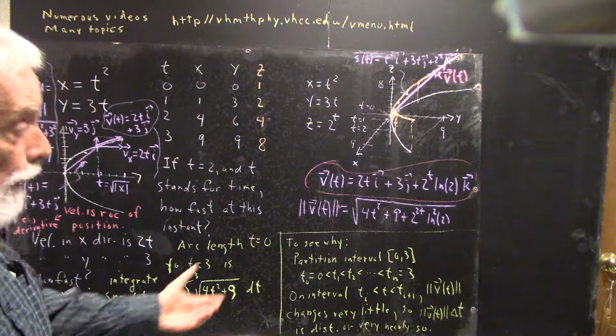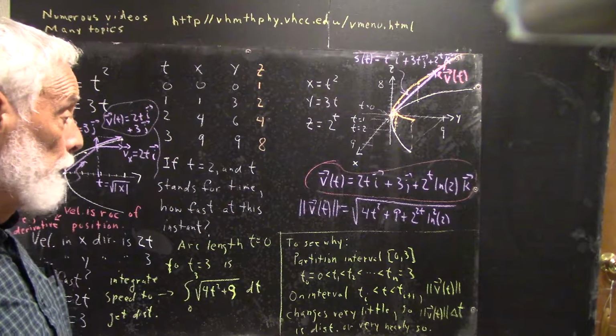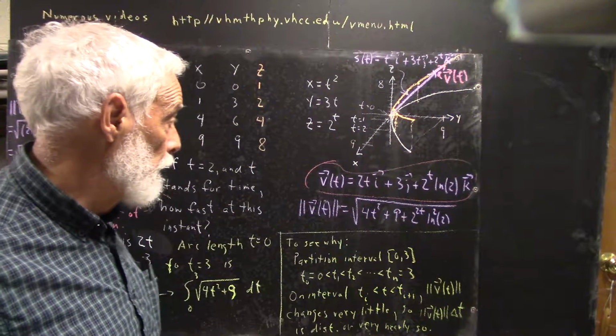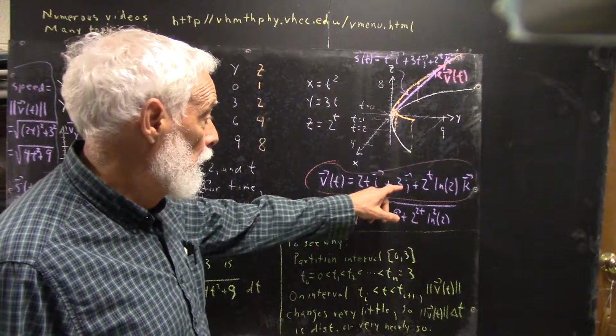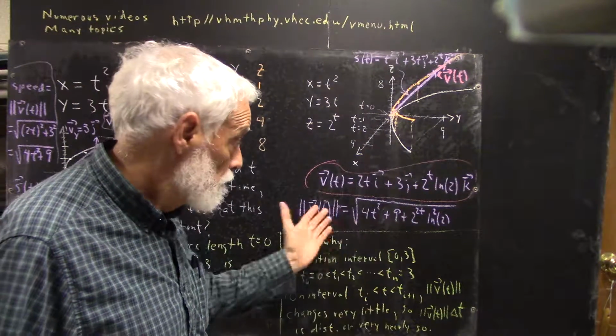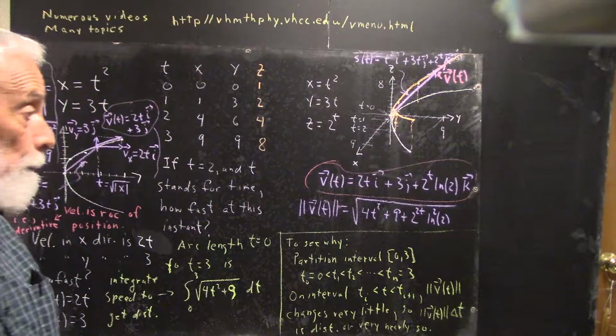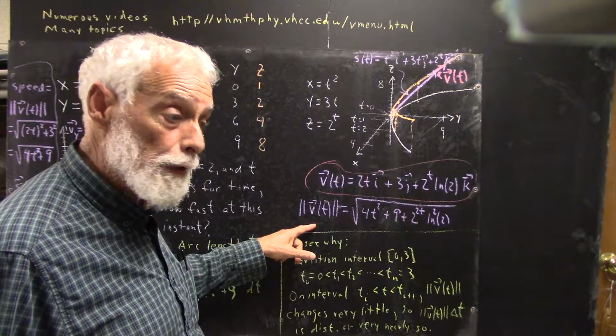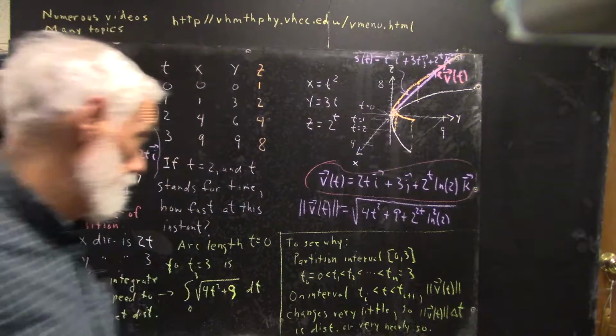But the Pythagorean theorem extends to 3 dimensions. So to get the magnitude of the velocity vector, I just take the square of this component, the square of this component, and the square of this component, add them up, put them under a square root sign, and that's the hypotenuse, which is the magnitude of the velocity.